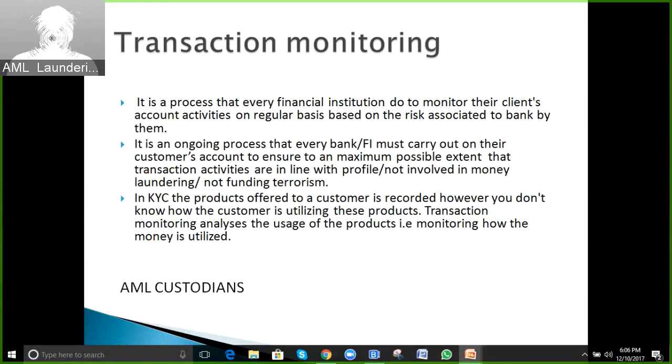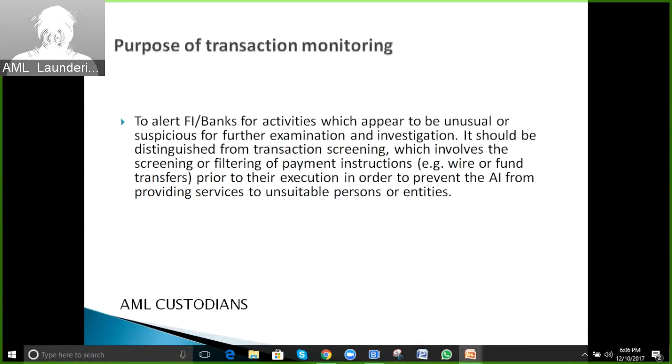So what is the purpose of transaction monitoring? Why do banks need to perform transaction monitoring, or invest resources to do it? To alert FIs and banks to activities which appear to be unusual or suspicious for further examination and investigation. It should be distinguished from transaction screening, which involves the screening or filtering of payment instructions or wire or fund transfers prior to their execution in order to prevent institutions from providing services to unsuitable persons or entities. I think this is self-explanatory.